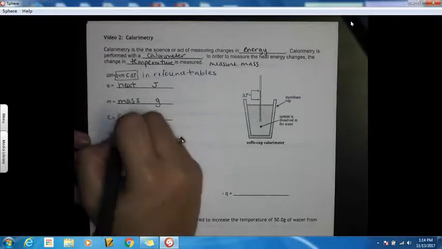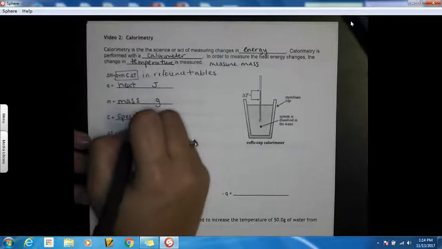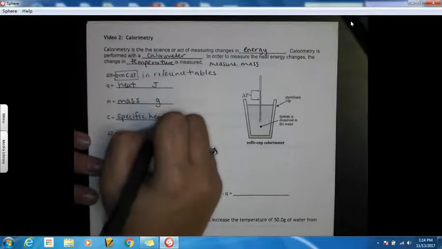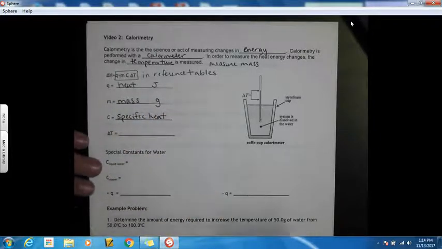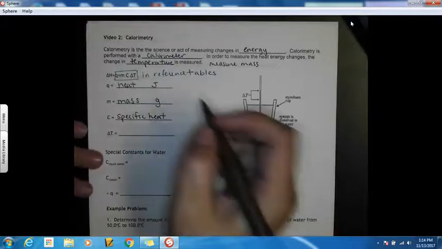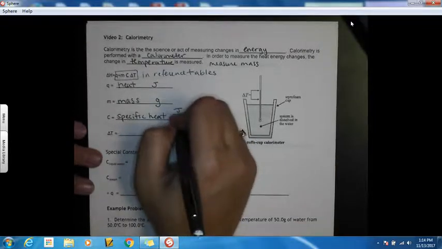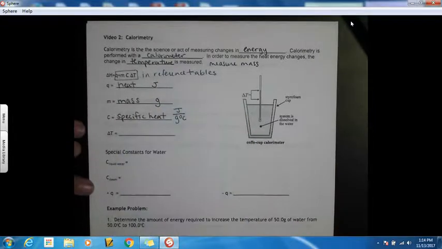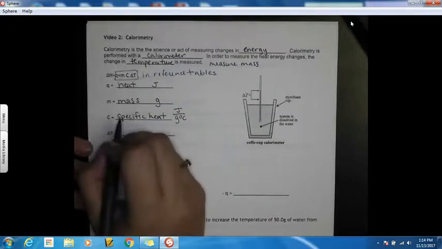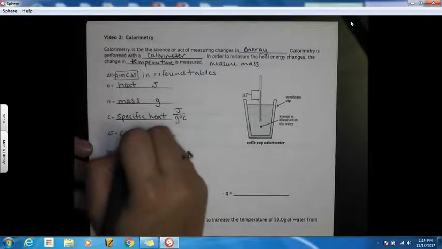C is what we call specific heat, and is dependent on the substance. So every substance has their own specific heat, and that has units of joules per gram degree Celsius. And then delta T is the change in temperature.